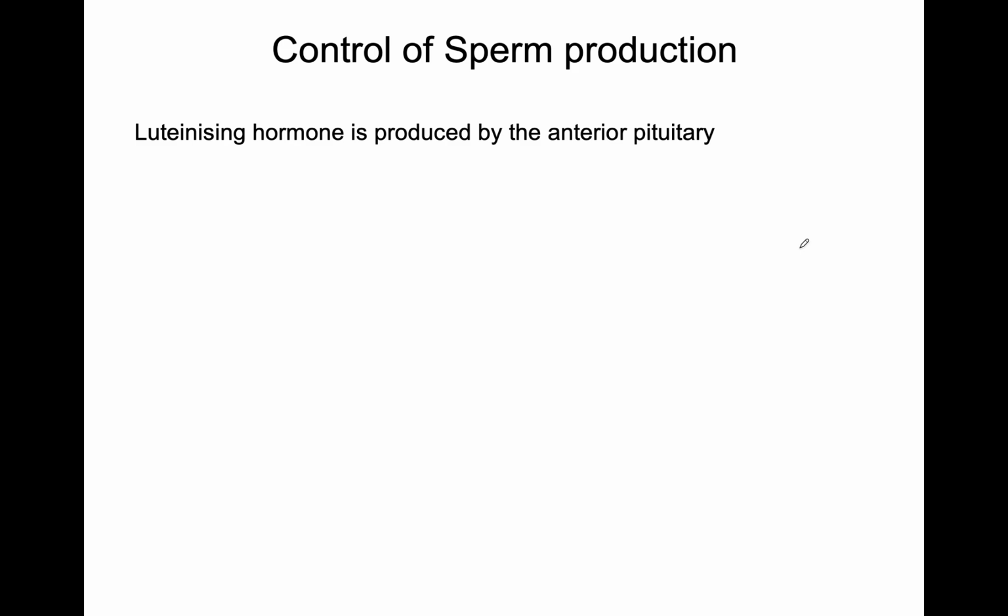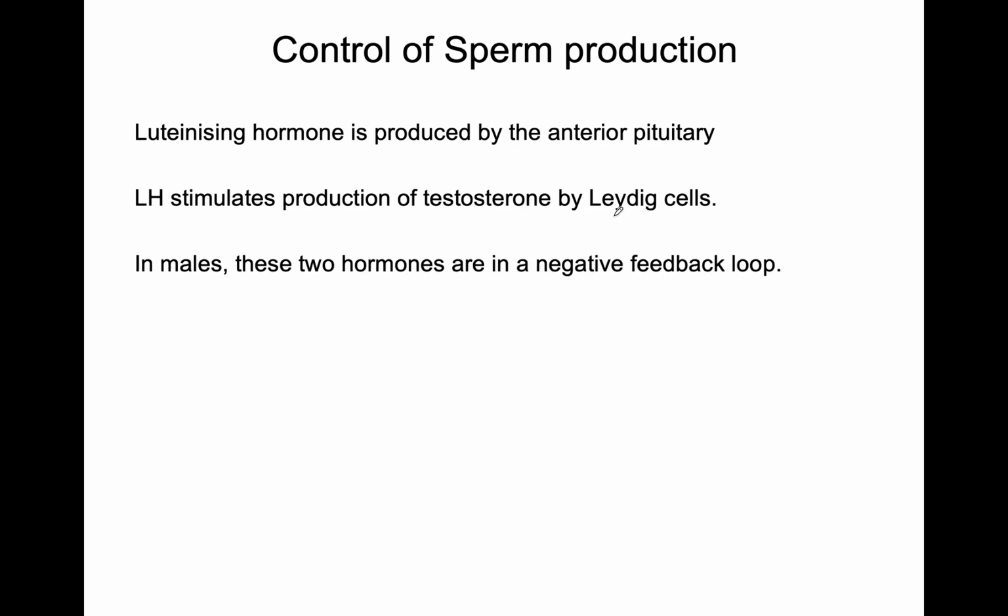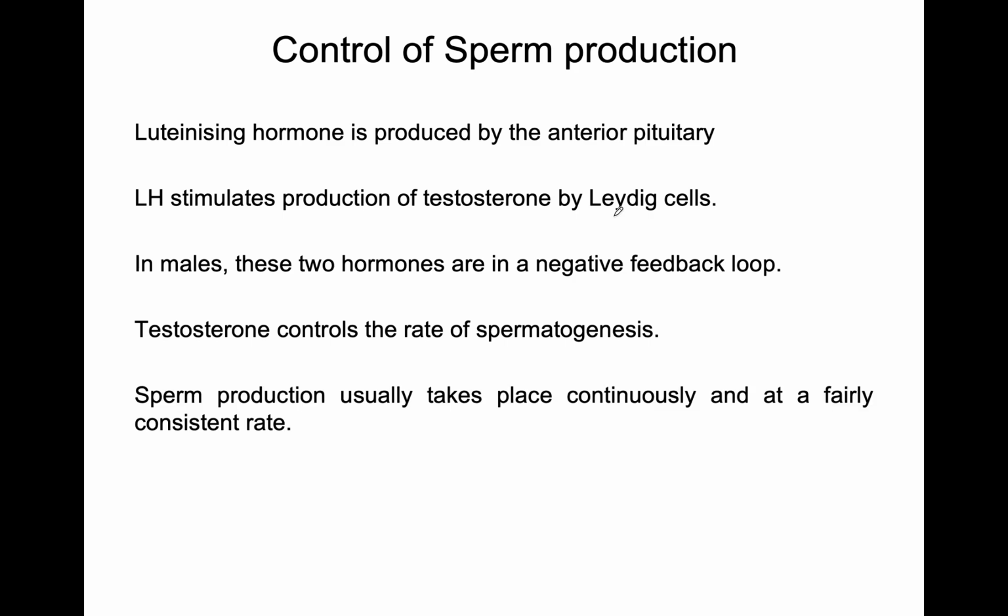The control of sperm production is by the luteinizing hormone, which is produced by the anterior pituitary. LH stimulates the production of testosterone by those Leydig cells that we showed in the previous diagram. In males, LH and testosterone are involved in a negative feedback loop. So, testosterone will control the rate of spermatogenesis. Sperm production usually takes place continuously and at a fairly consistent rate.